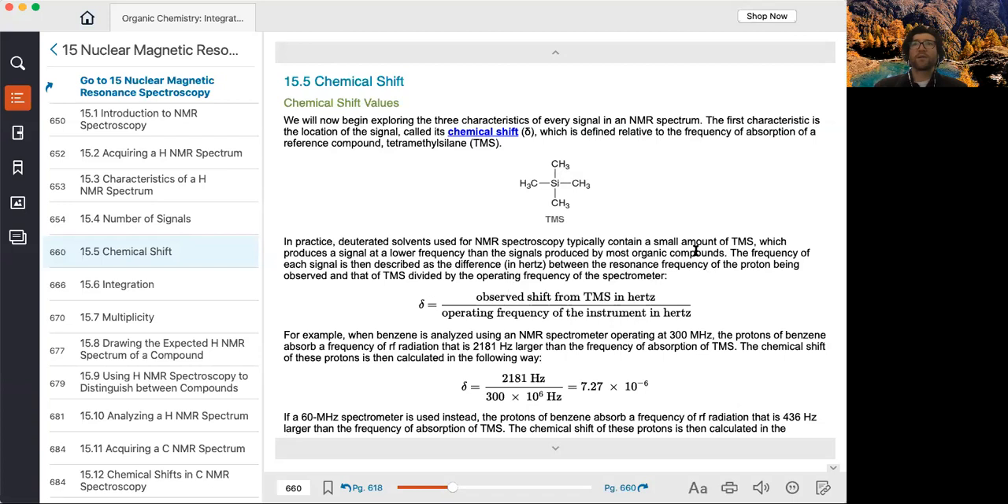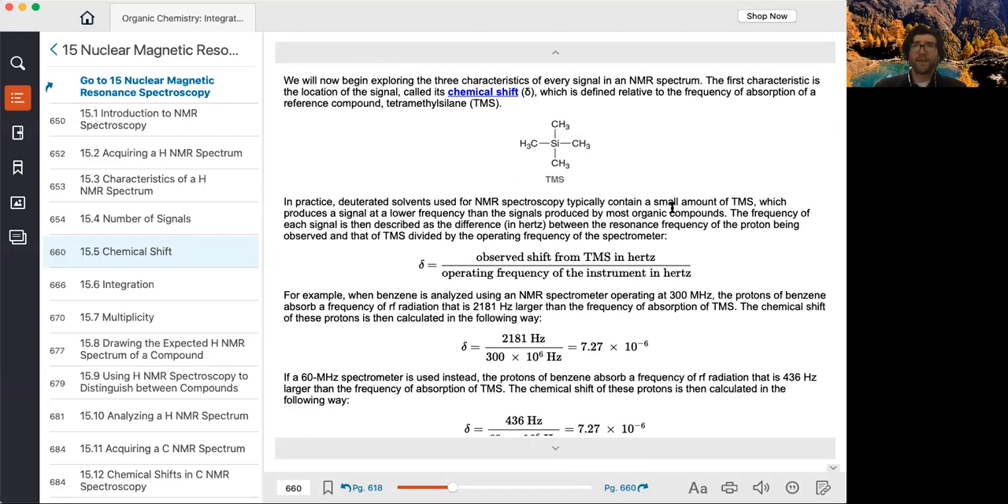So if you have benzene, it will have a resonance, some signals at 2181 hertz away from TMS in a 300 megahertz instrument. So 300 megahertz times 10 to the 6th, which is million for hertz, to cancel out the hertz on top, gives you 7.27 times 10 to the negative 6. This is the parts per million number we read in the spectrum.